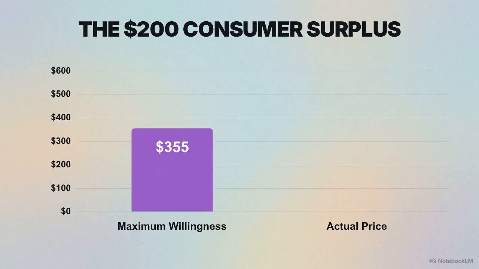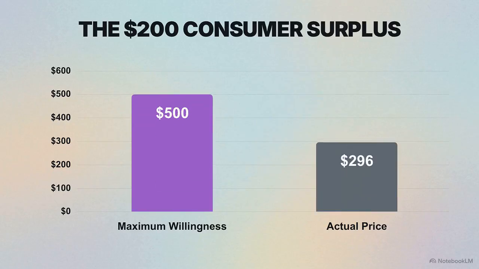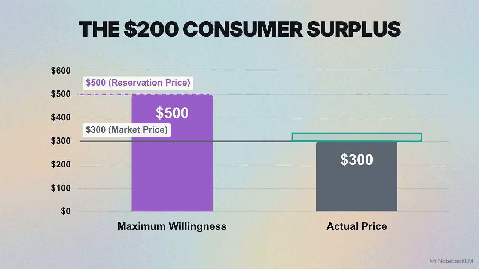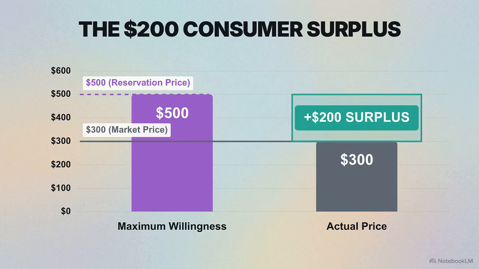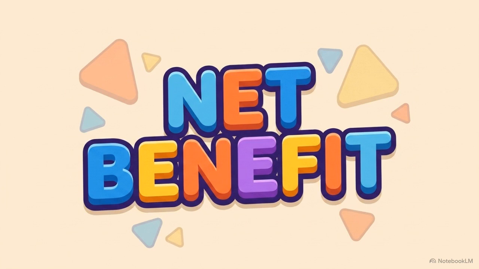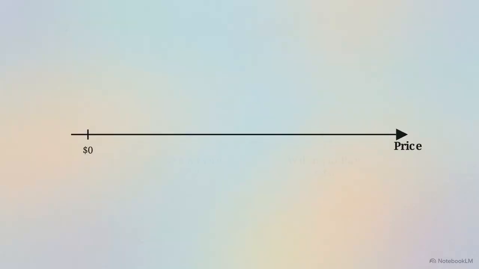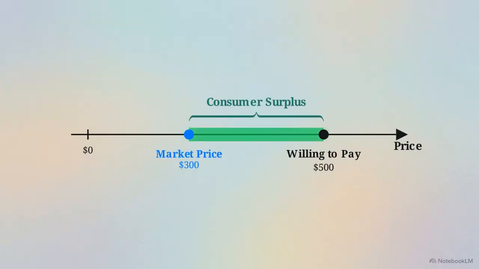He buys the rollerblades instantly. Because he was ready to part with $500, that $200 difference remains in his pocket. It feels like free money. Economists define this invisible value as consumer surplus, or Konsumentenrente. It is the calculated gap between what a consumer is willing to pay and the market price they actually pay.